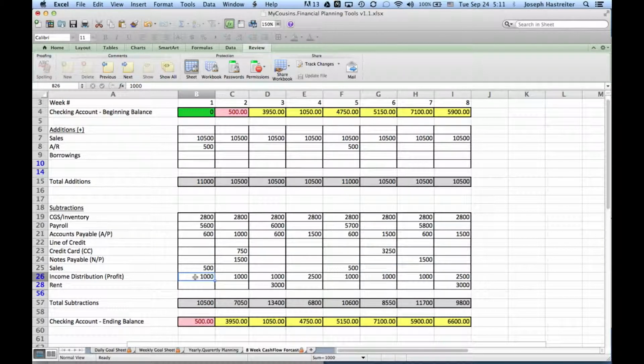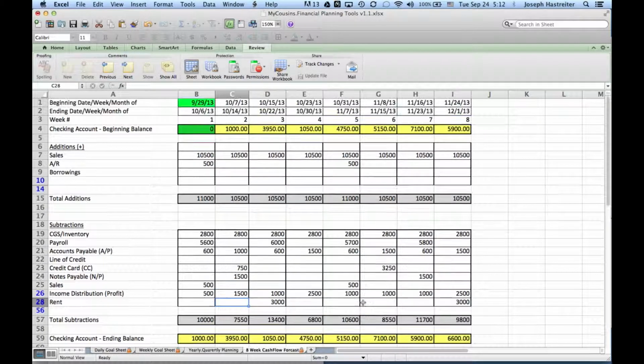I mean, the only thing I could maybe play with if I wanted this thing to be more than $500 is my income distribution. In that case, maybe I could just take, let's just say, 500. Now my balance hits 1,000, and then this week I'd take that 1,500 and I'd be doing good. So now every week that I'm doing my 8-week cash flow forecast, I'm ending at a balance of over $1,000, which probably would be your aim if that's your cushion of having $1,000 in the checking account.